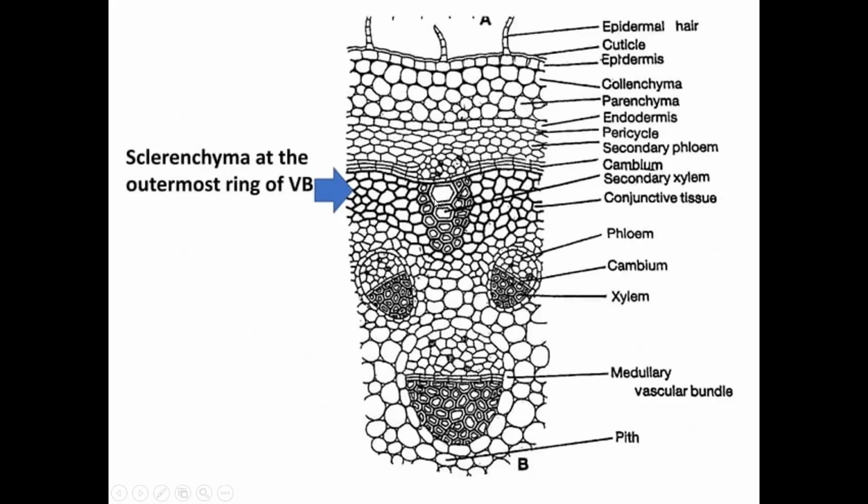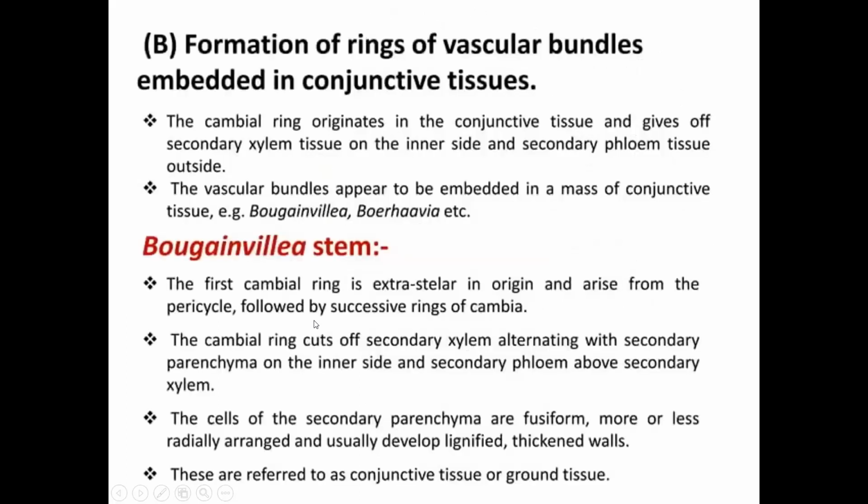So in the last one, it is producing secondary xylem and conjunctive tissue, that is, the cells which are sclerenchymatic or parenchymatous cells. They are called the conjunctive tissue. So here the secondary phloem and parenchyma are towards the outer side. So this one is the cambium, the last cambial ring. So next one is the formation of rings and vascular bundles embedded in the conjunctive tissue.